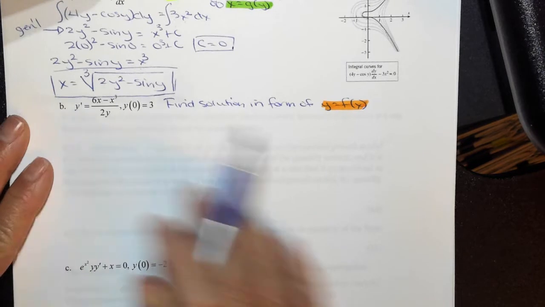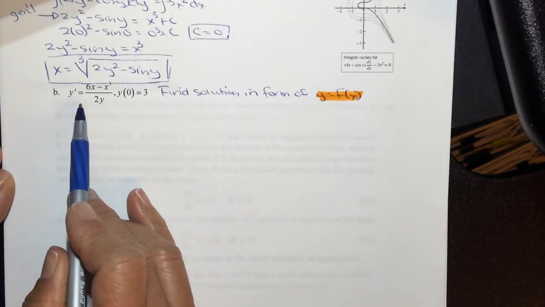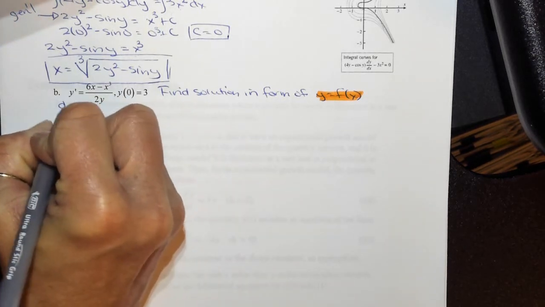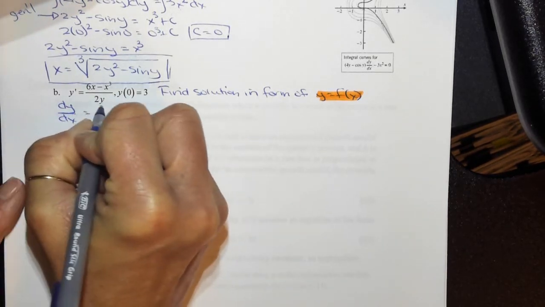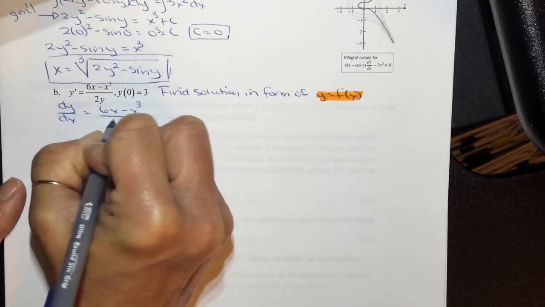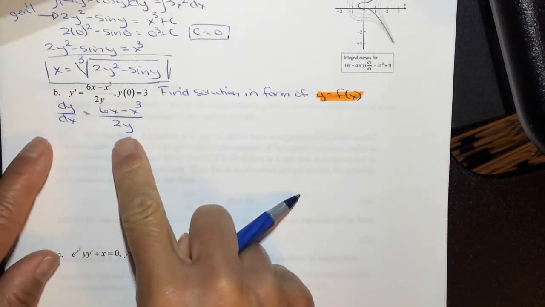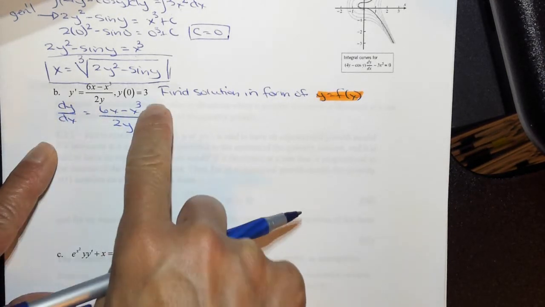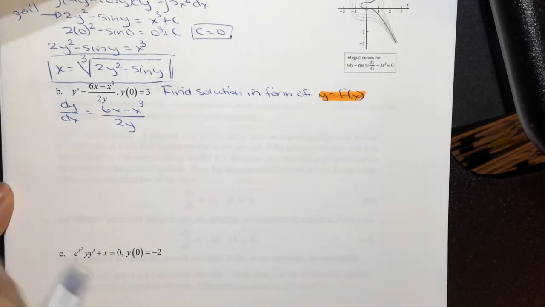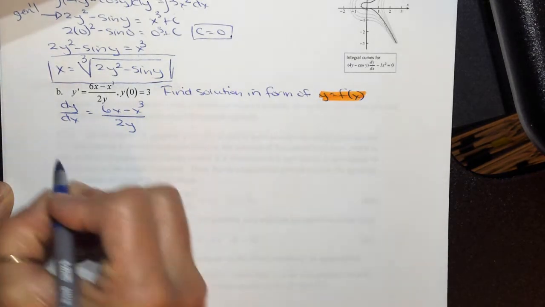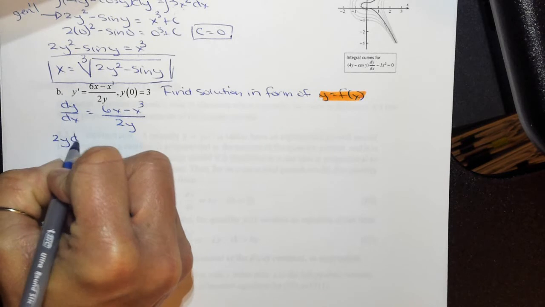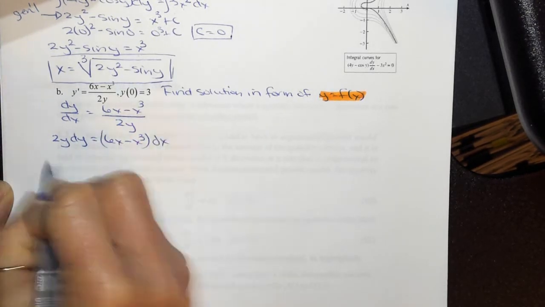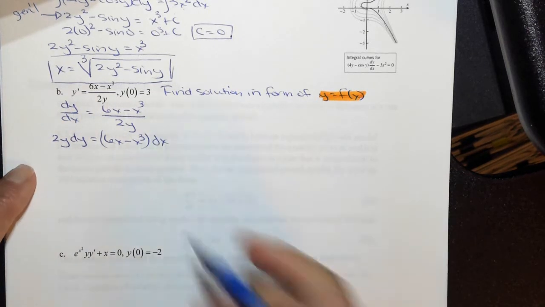So in this case, this equation is written in the form of y prime. So we need to rewrite that first as dy dx. So we want to rewrite this as dy dx is equal to 6x minus x cubed over 2y. So again, with the separation of variables, we're going to multiply by 2y to get this over here, and multiply by dx to get this over here, to separate the variables, getting y on the left and x on the right. Okay, totally separated.